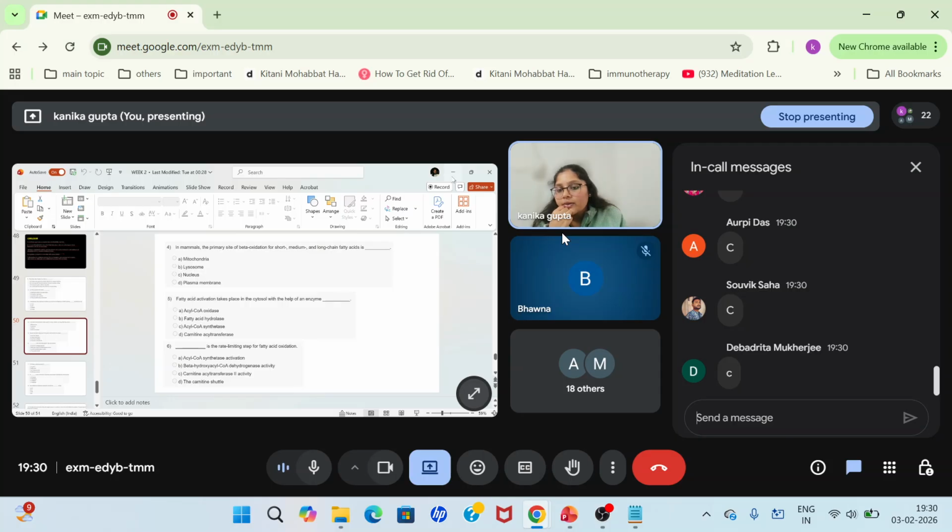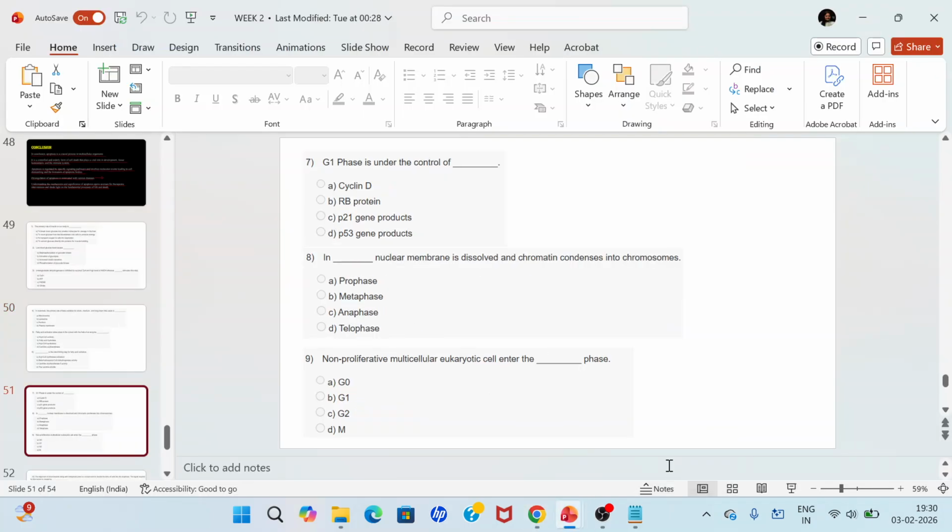Next question. Following is the rate limiting step for fatty acid oxidation. Carnitine shuttle. We have discussed this also. So it is the carnitine shuttle. Question number 7. G1 phase is under the control of what?